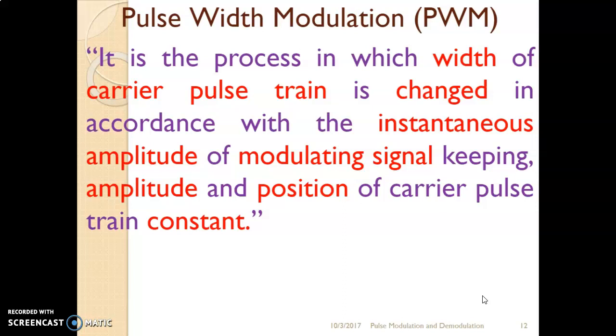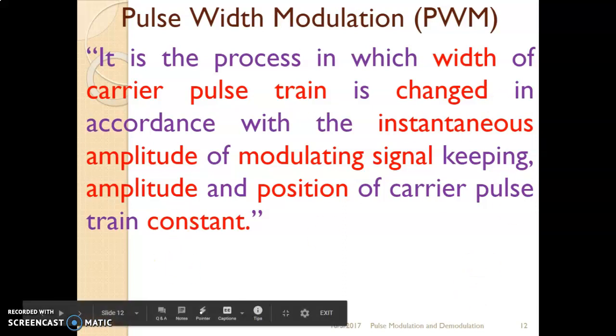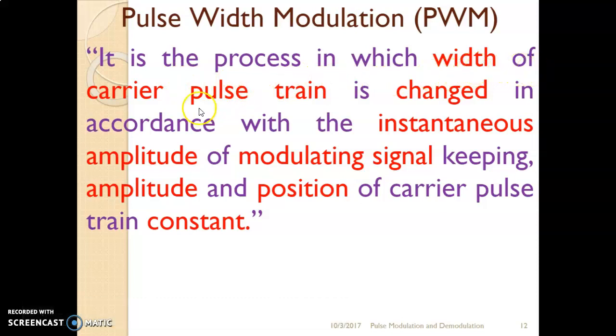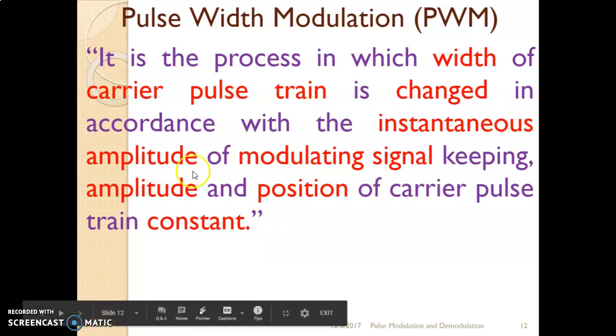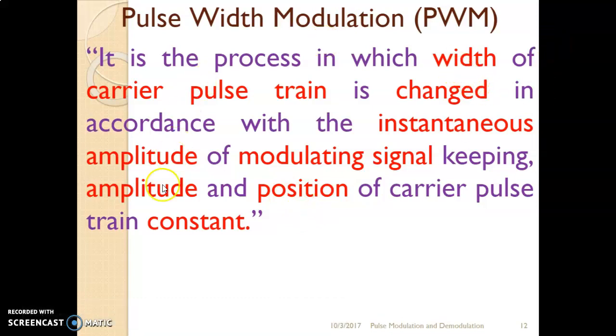second type of pulse modulation technique, which is called pulse width modulation. The definition of PWM is the process in which the width of the carrier pulse train is changed in accordance with the instantaneous amplitude of the modulating signal, keeping the amplitude and position of the carrier pulse train constant. So in PAM, we are changing amplitude, keeping width and position constant. In PWM, we are changing width, keeping amplitude and position constant. Other wordings for the definitions remain the same.